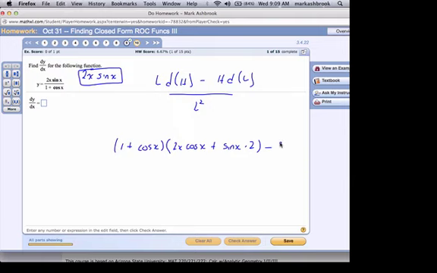It would be 2x sine x times the derivative of 1 plus cosine x, which would be negative sine x. Negative sine x. Okay? Are we done? Abdullah, what else?